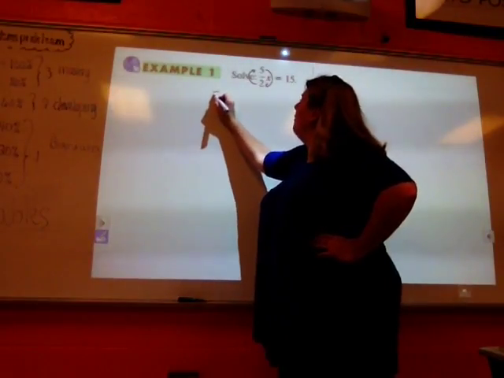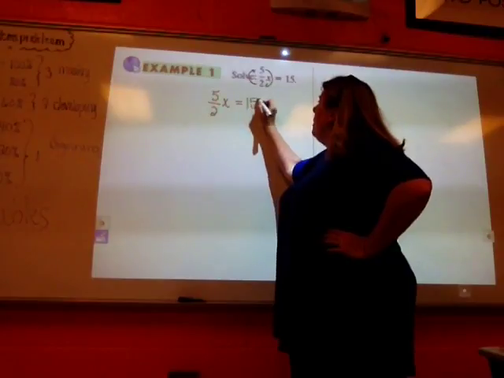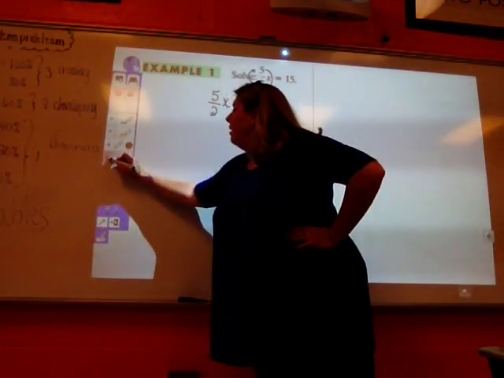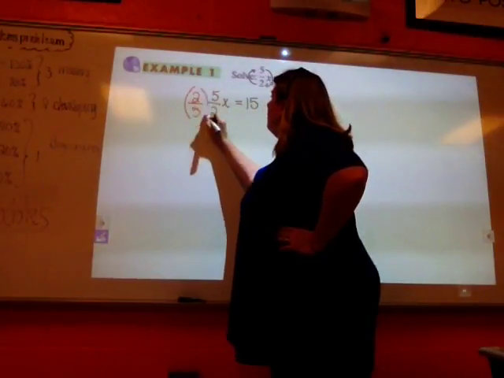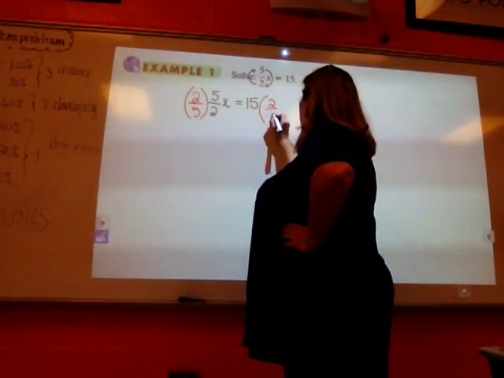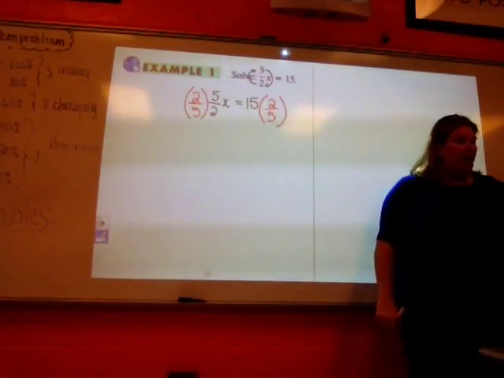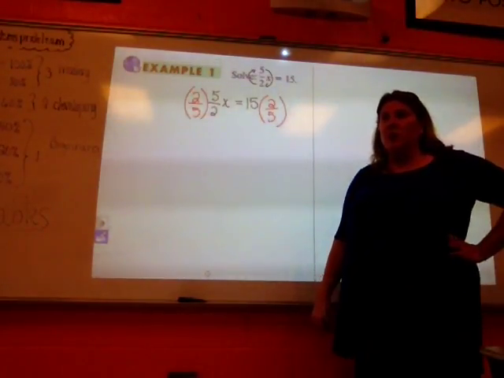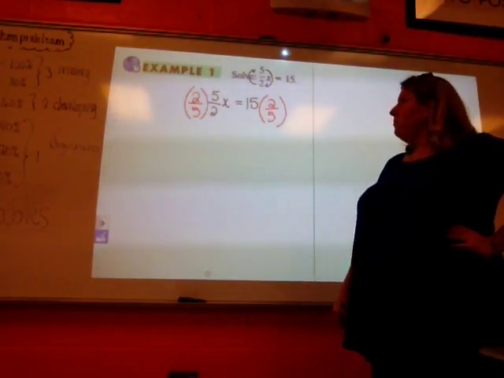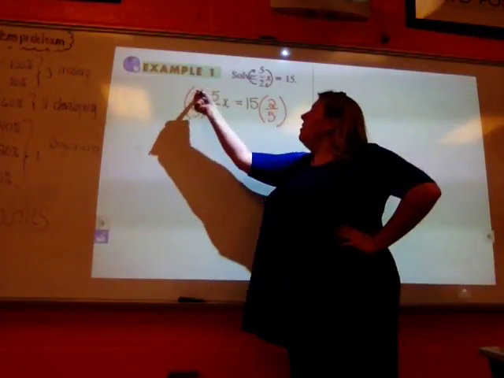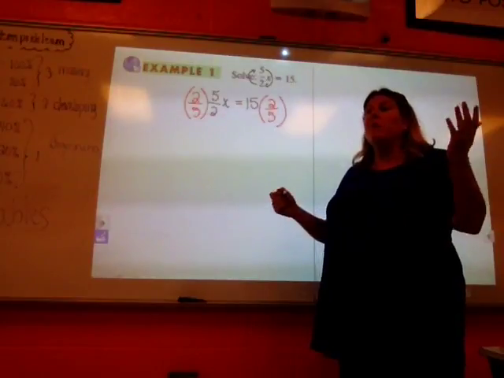So I'm going to take my 5 over 2 x is equal to 15, and I'm going to multiply both sides of that by 2 over 5. I'm going to multiply by the reciprocal. I don't divide fractions. I multiply by the reciprocal. What happens to my 2/5 times my 5 halves? It becomes 1.